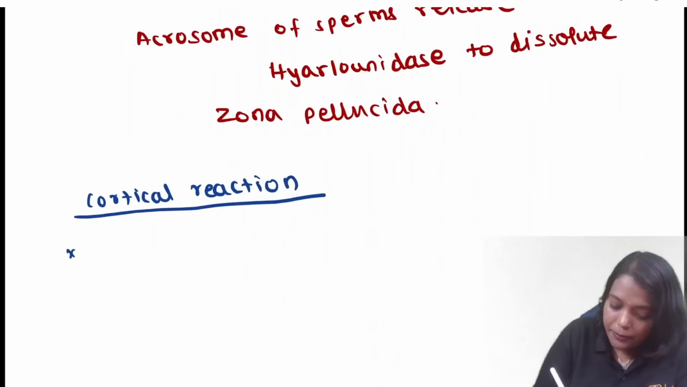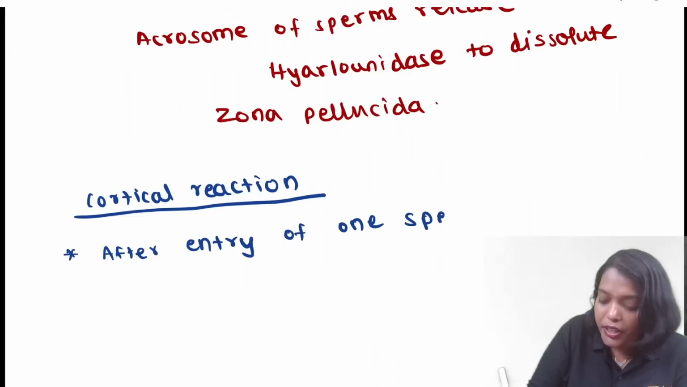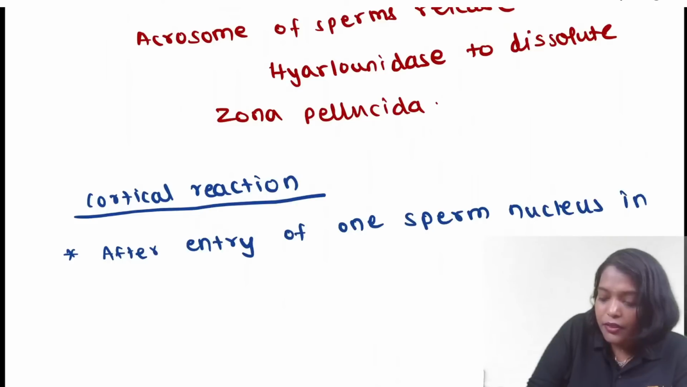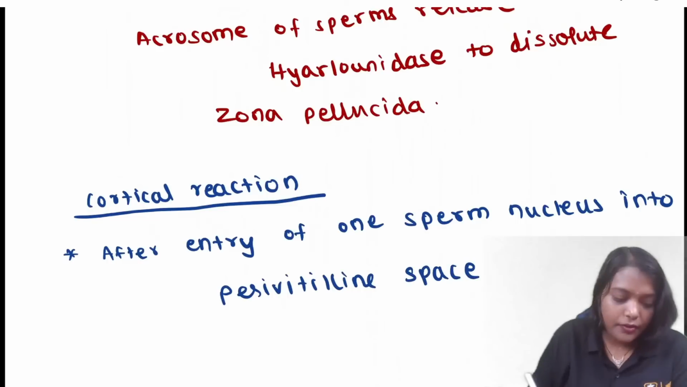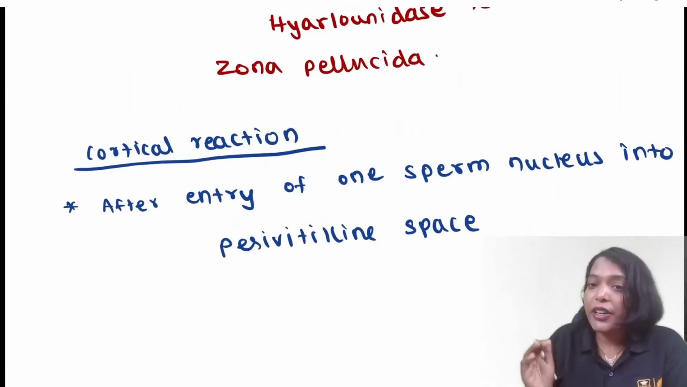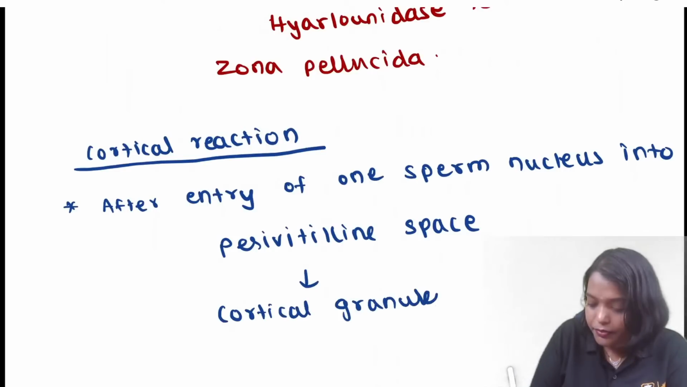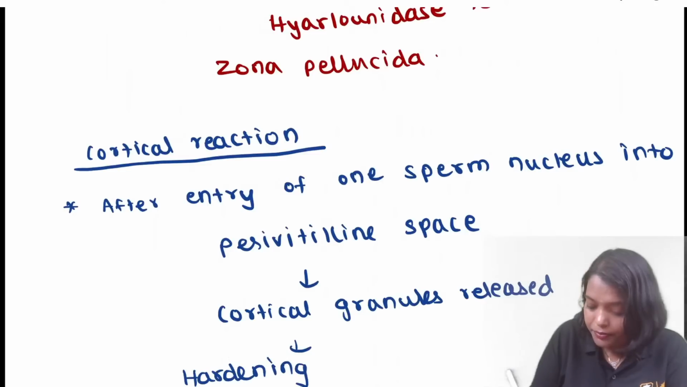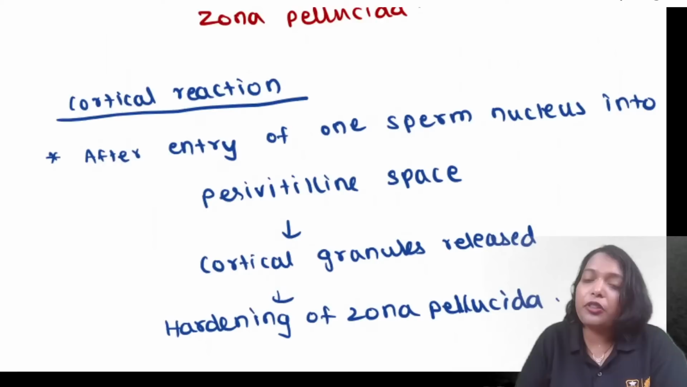Cortical reaction is, after entry of one sperm nucleus into perivitelline space, cortical granules are released. Yes, excellent. To prevent polyspermy, we have cortical reaction. So after entry of one sperm nucleus into perivitelline space, cortical granules are released, and this leads to hardening of zona pellucida. This mainly occurs to prevent polyspermy.